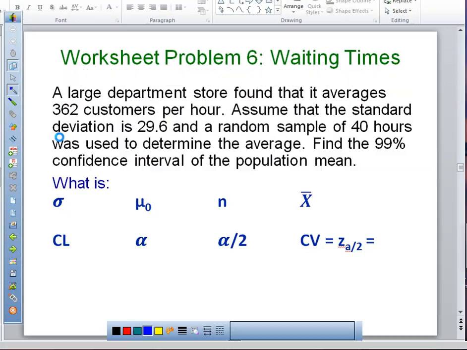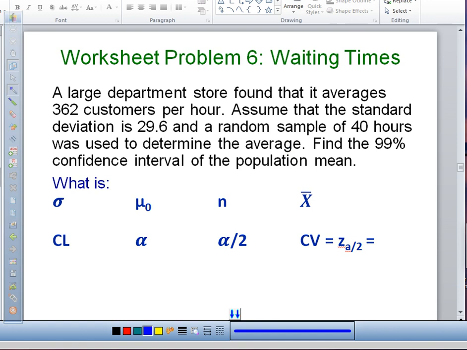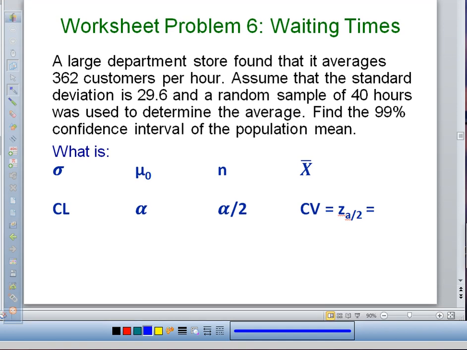A large department store found that it averages 362 customers per hour. Assume that the standard deviation is 29.6 and a random sample of 40 hours was used to determine the average. Find the 99% confidence interval of the population mean. I want you guys to take 3 minutes, pause this video, and try to find these 8 items. Maybe pause it for a minute and a half and try to find out what you can, and then we'll talk about some things. So go ahead and pause it now and come back in a minute and a half.